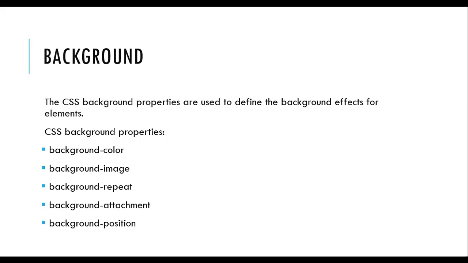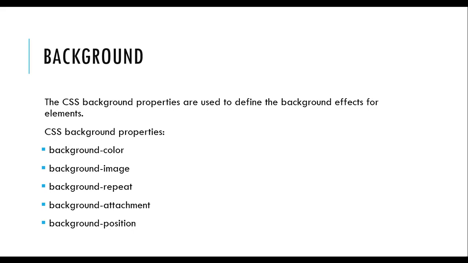Alright, so now we're going to be looking at the backgrounds. CSS background properties are used to define background effects for elements. So we're just going to be looking at some background properties, just to have a quick idea of how it works. So we have the background color, the background image, the background repeat, the background attachment, and the background position. There are still more background properties, but let's start with these and then we can see how far we can go. So we have the background color.